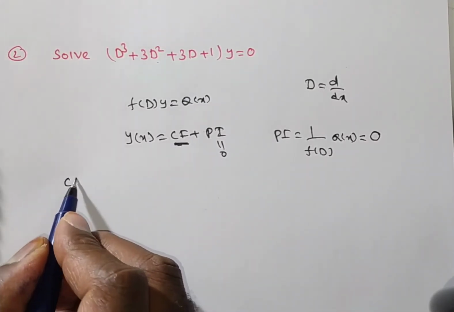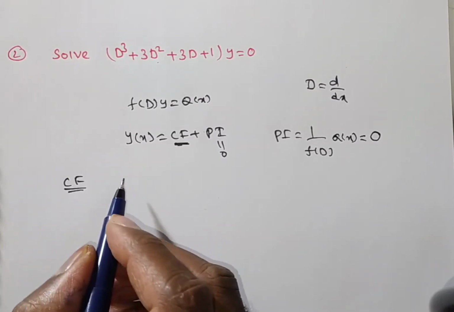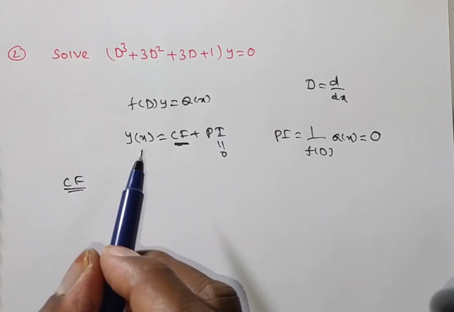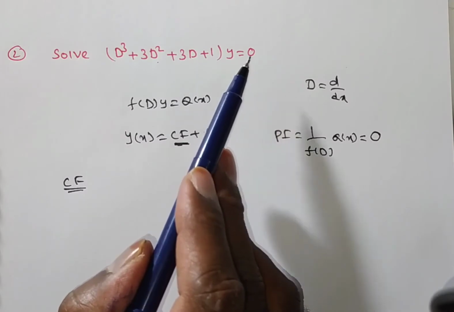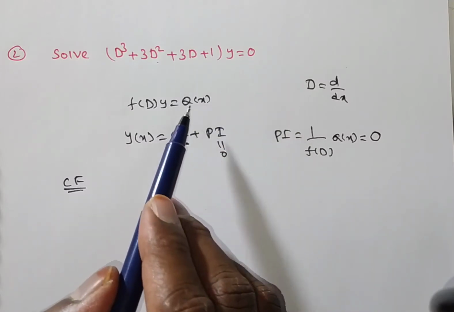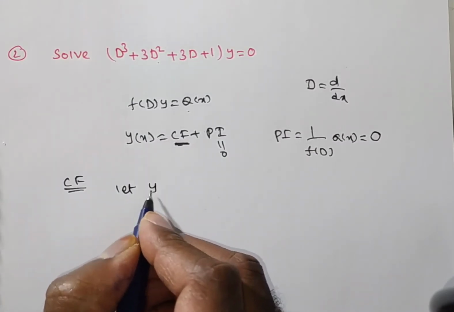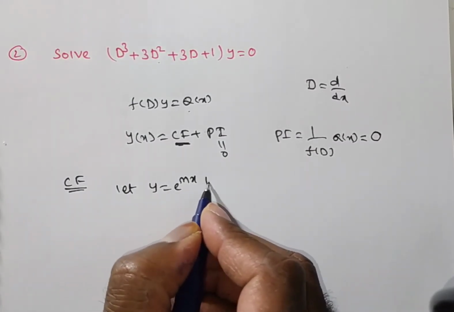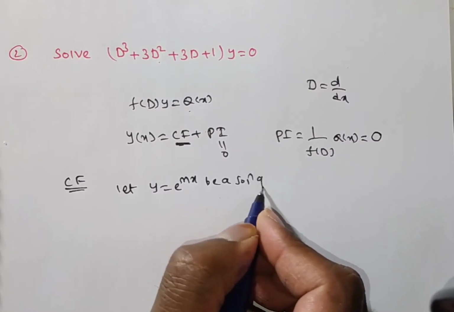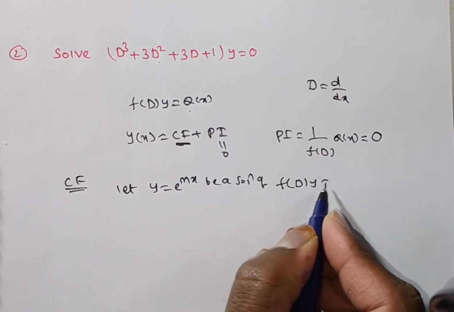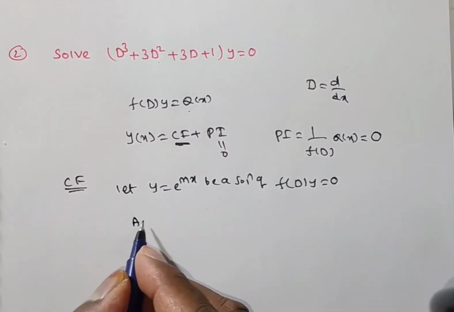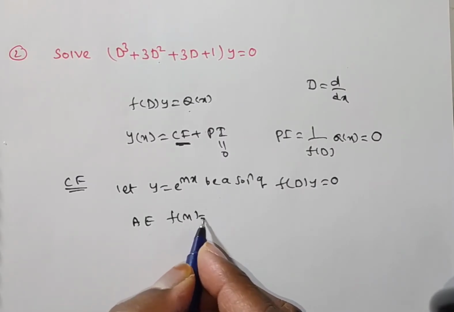Now we have to find the complementary function. Friends, you remember, while finding the complementary function, whether Q(x) is not equal to 0 or is equal to 0, we have to treat Q(x) as 0 only. We consider y = e^(mx) to be a solution of f(D)y = 0. Then we will have the auxiliary equation f(m) = 0.